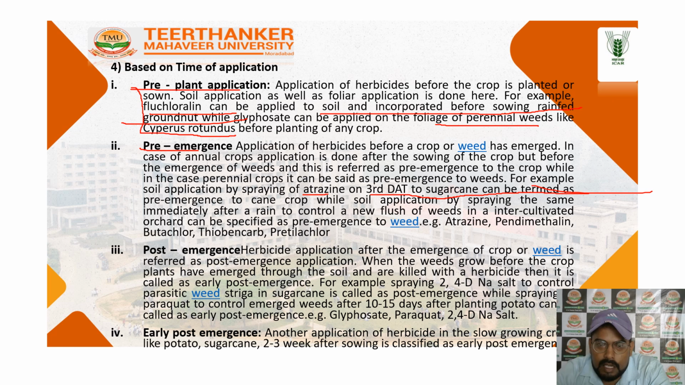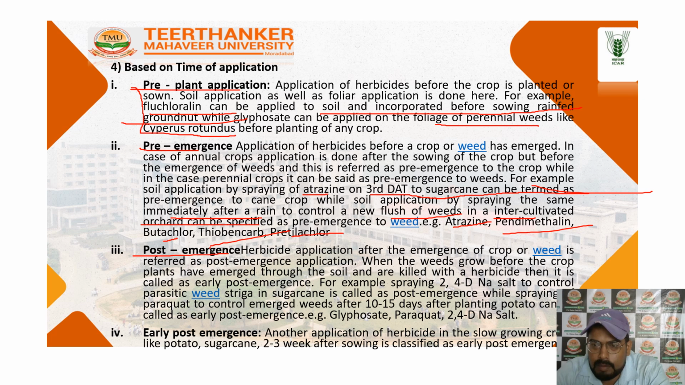This is done immediately after rain to control the new flush of weeds in intercultivated crops and orchards, against pre-emergence weeds. The pre-emergence herbicides are atrazine, pendimethalin, butachlor, thiobencarb and others. The second is the post-emergence herbicide. These types of herbicides are applied after the emergence of the crop and weeds.